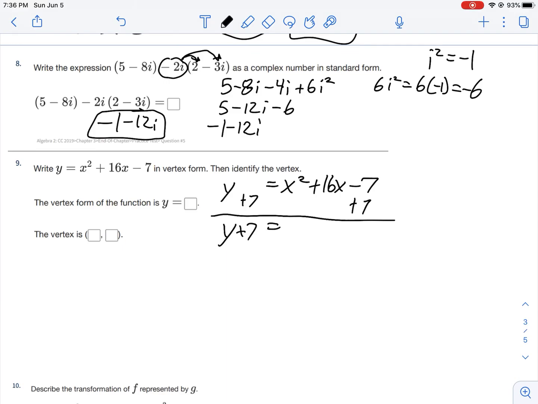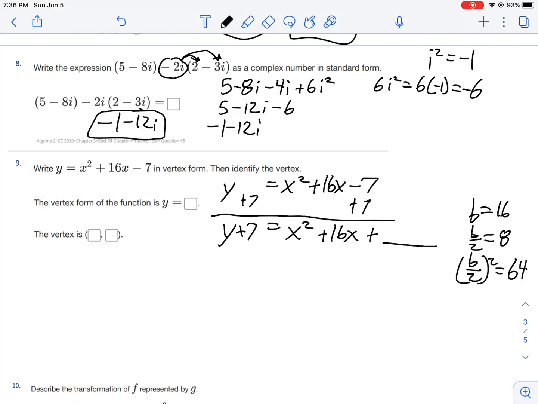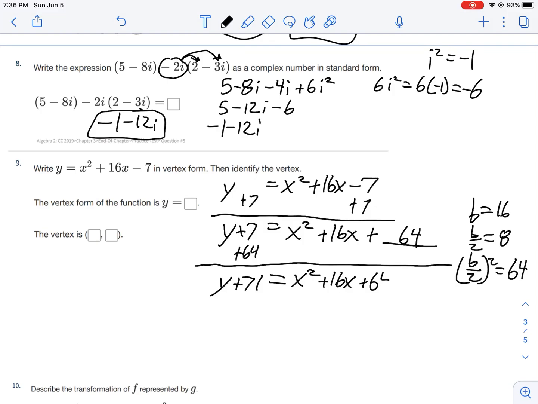Y plus 7 equals x squared plus 16x plus, since the a value is already cleared, I'm going to leave a blank on the end. We're completing the square. My b value, 16. B divided by 2, 8. B divided by 2 squared, 64. To complete this square, I need 64. And when I add it to one side, I have to add it to the other. Y plus 71 equals x squared plus 16x plus 64.